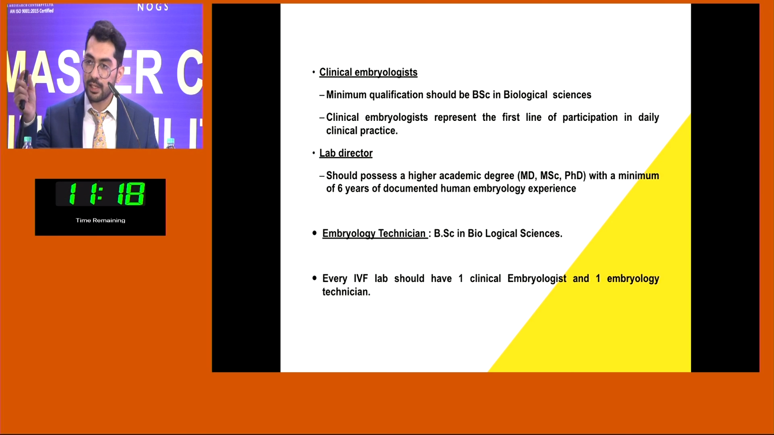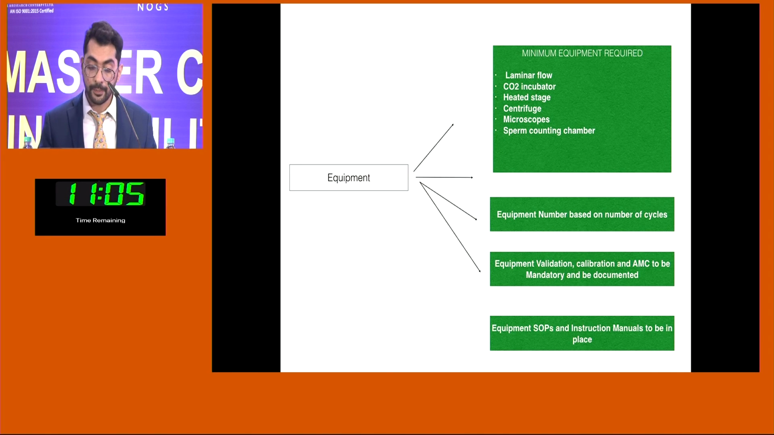So by taking a small slide and investing in a small microscope, you'll be able to have a check on the quality control of all your samples, and that's the minimum requirement that should be done for any IUI unit.